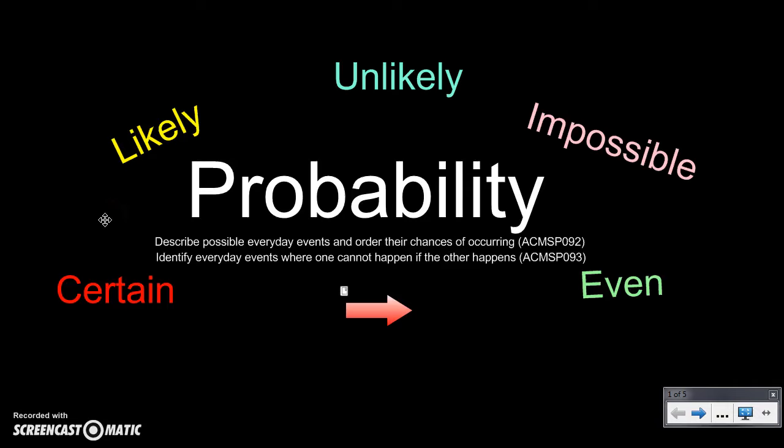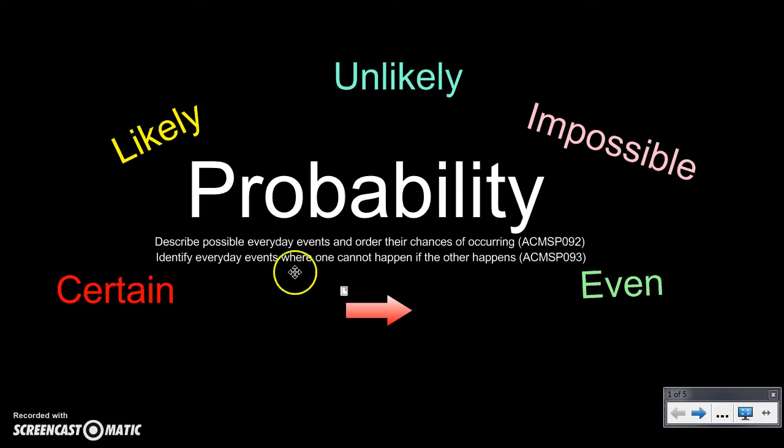Today's lesson is on math. Now there are different sections in math, but today's section will be probability. Probability is how likely or unlikely an event is to happen. We have 5 words around the probability title page that will explain how likely or unlikely an event is.